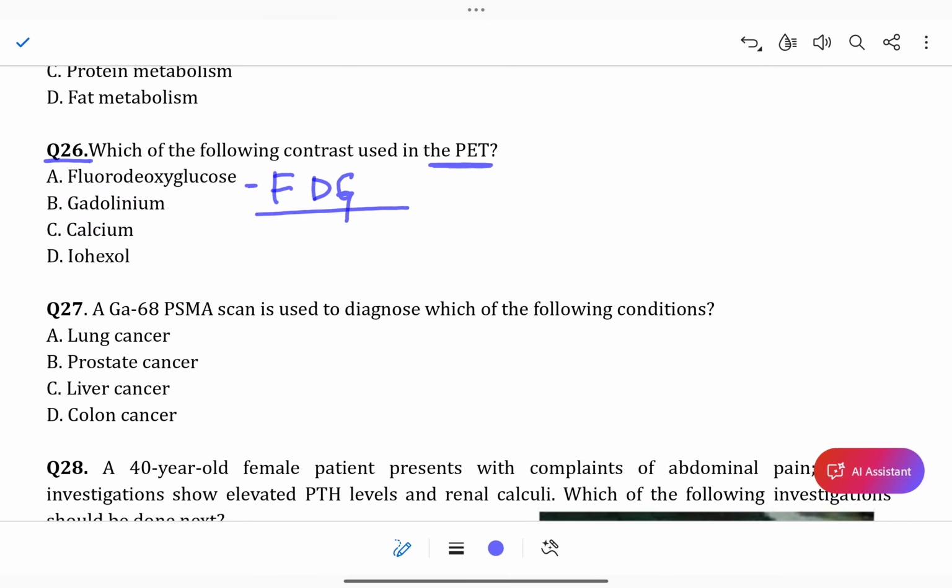Option A, FDG. PET tracer basics. PET imaging relies on positron emitting radiotracers, not traditional contrast agents. FDG labeled with fluorine-18 is the standard tracer, as it accumulates in high glucose uptake tissues like tumors, enabling detection via positron emission. So this is option A. Come to the next question.